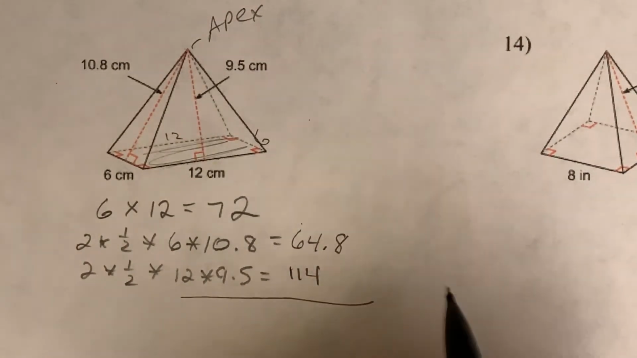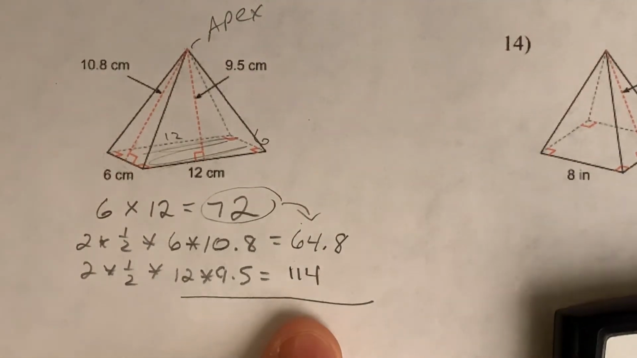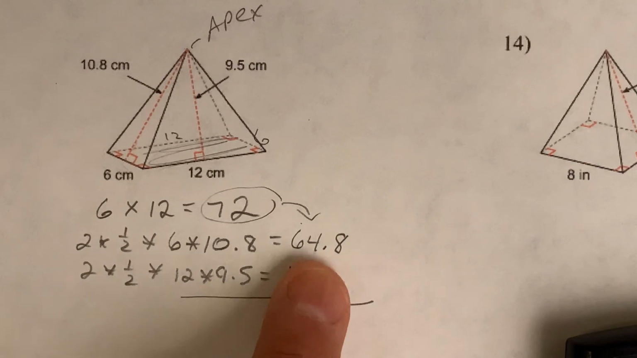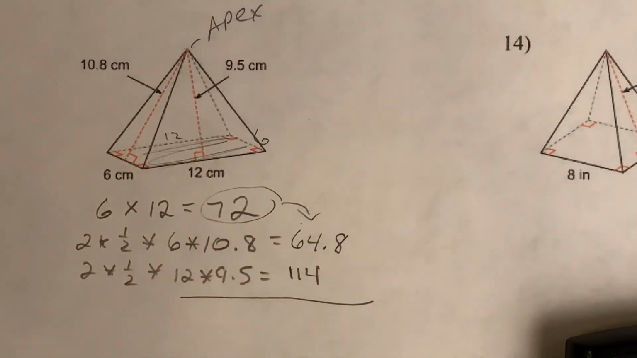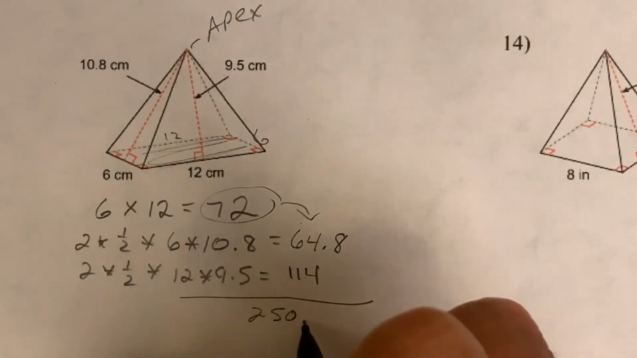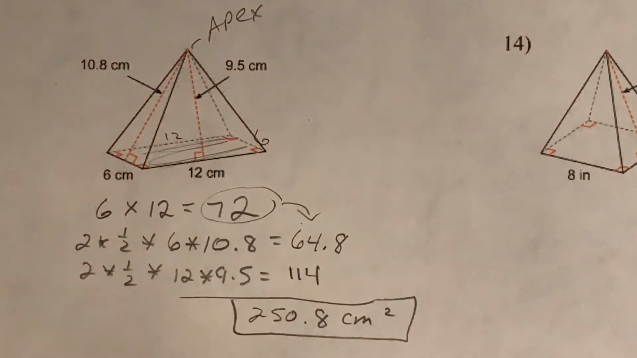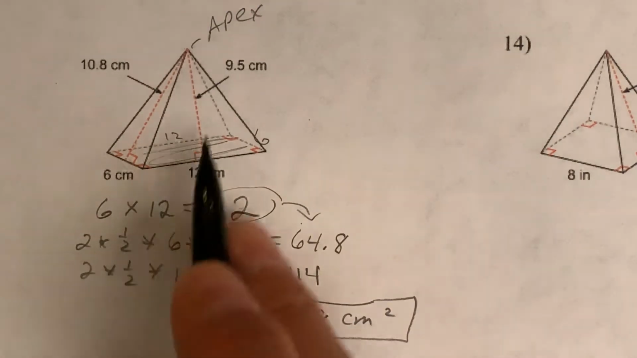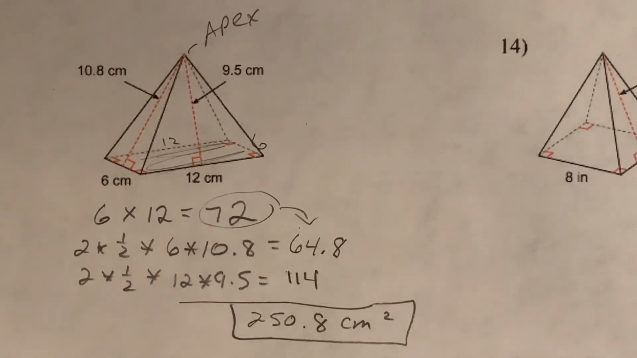Now we get them all together. And again, don't forget this guy. It's easy to do. People always forget that one. So let's add in the 114 plus 64.8 plus 72. That'll give me the full amount. I get 250.8, and that's going to be centimeters squared. Again, we had to find the bottom first, which is right here, and then the 4 sides, which are called lateral areas. I didn't call them that, but that's what they're called.